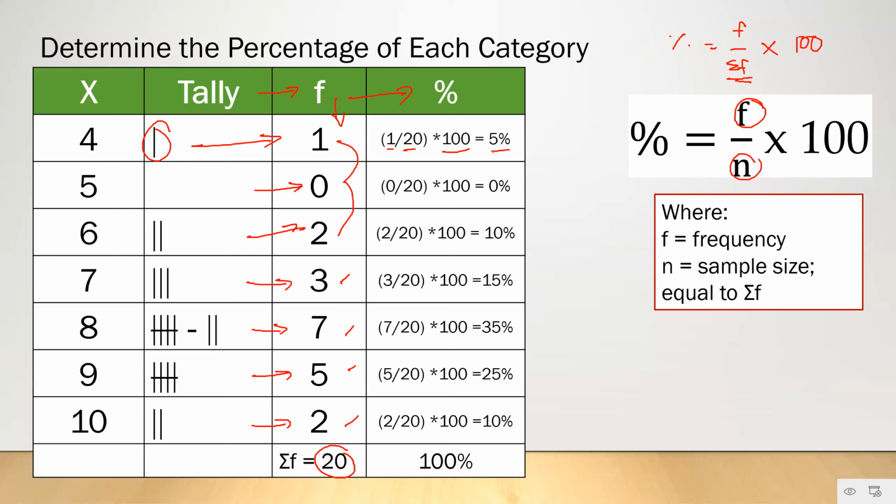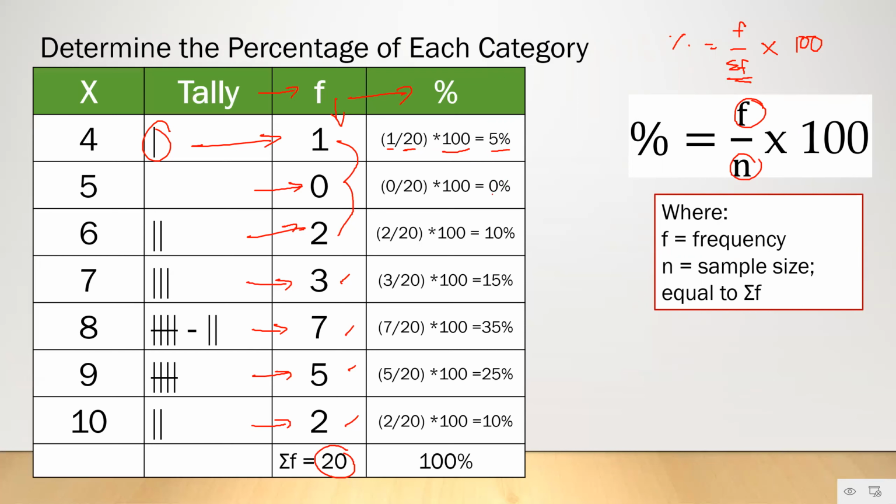You can report this as a whole number, or some would report this with 1 to 2 decimal places. It's up to you how you're going to present this. In my case, I usually present the percentage in whole numbers, or in some cases with 1 to 2 decimal places, depending on what type of project I'm working on.